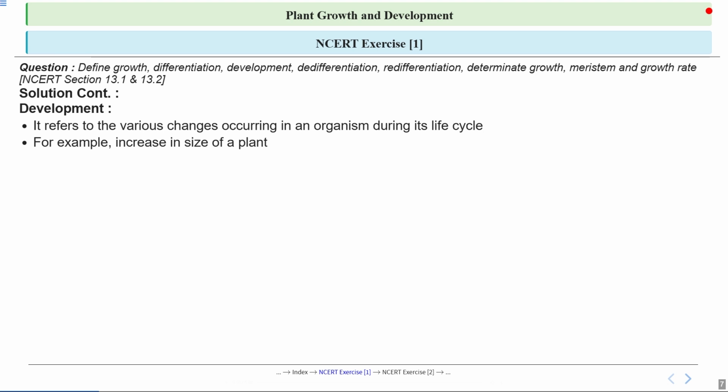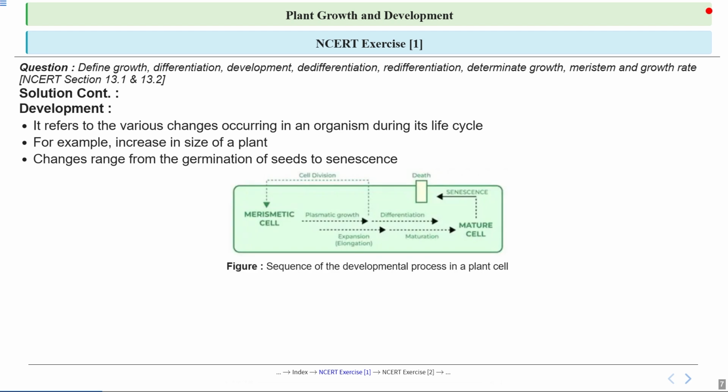These changes range from the germination of seeds all the way to senescence, which is the aging and eventual death of the plant. Each stage is essential for the plant's survival and reproduction. So take a look at this figure. It shows the sequence of developmental process in plants. Notice how the cell starts simple and becomes more specialized over time. So this is the sequence of the development process in plants.